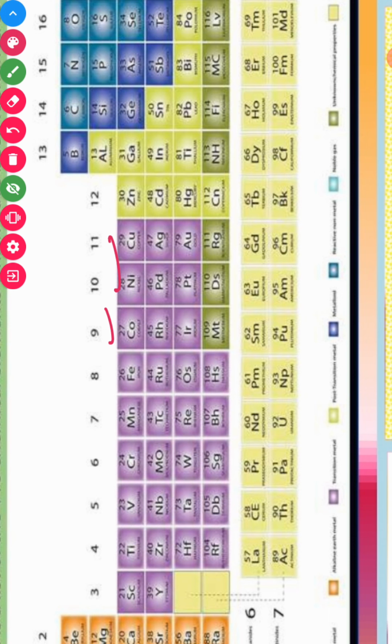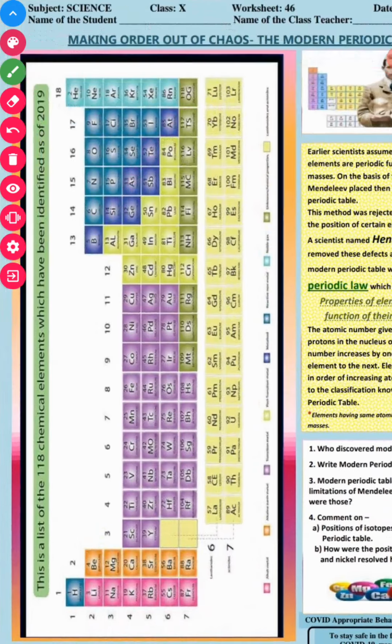Okay, so this is all about your today's worksheet. I hope you understand it.